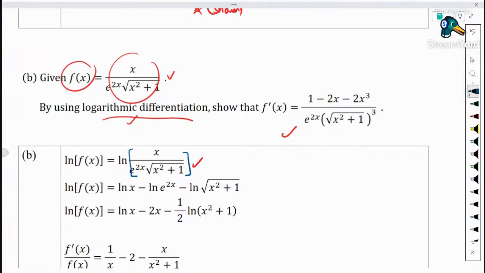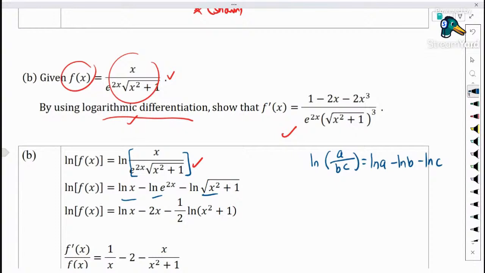And after you insert log, you don't directly do differentiation, because in logarithmic differentiation, before you differentiate, you need to apply the law of log first. And the law of log that we're going to apply here is that if I have the case like this, A over B multiply C, the result will be ln A minus ln B minus ln C. So therefore, we split that out accordingly.